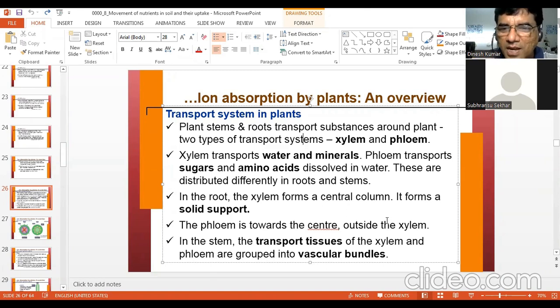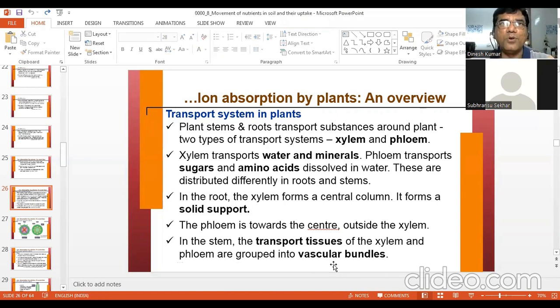In the root, the xylem forms a central column. It is the central part. It forms a solid support, the xylem. So I think you need to see the structure of the root. The phloem is towards the center, outside the xylem. You will see now. In the stem, the transport tissues of the xylem and phloem are grouped into vascular bundles. So their group is also called a vascular bundle. Therefore, sometimes these angiospermic plants are called vascular plants.